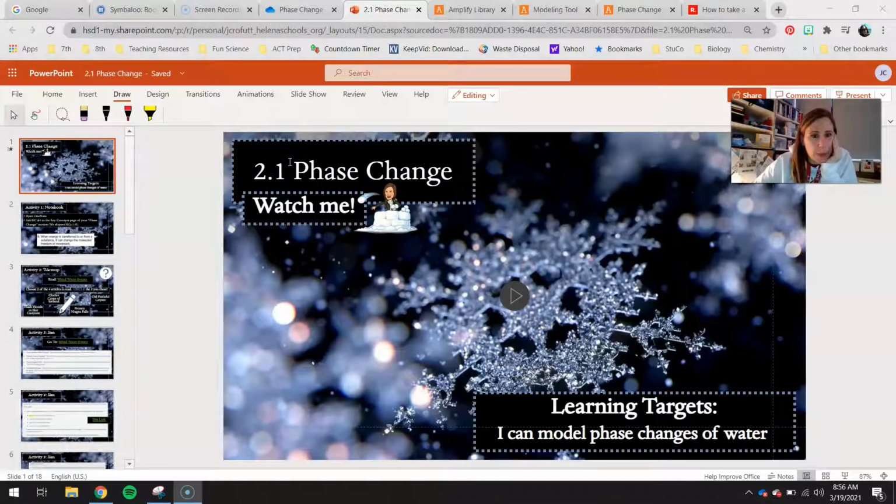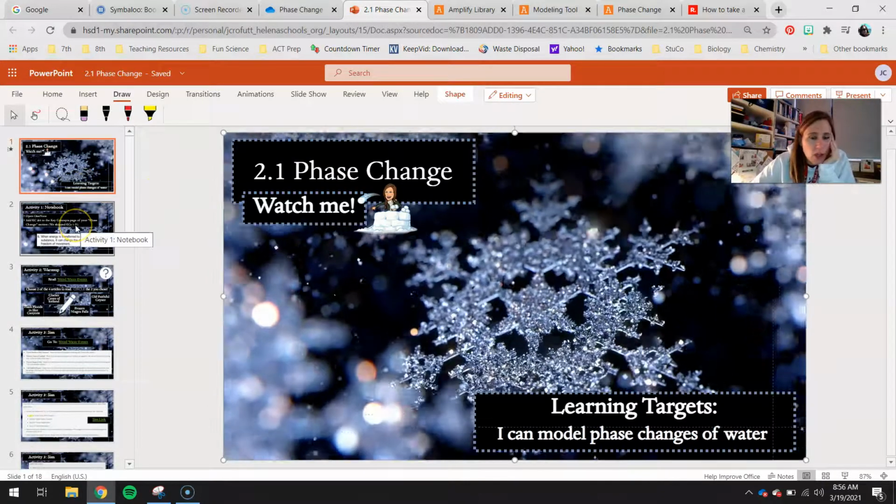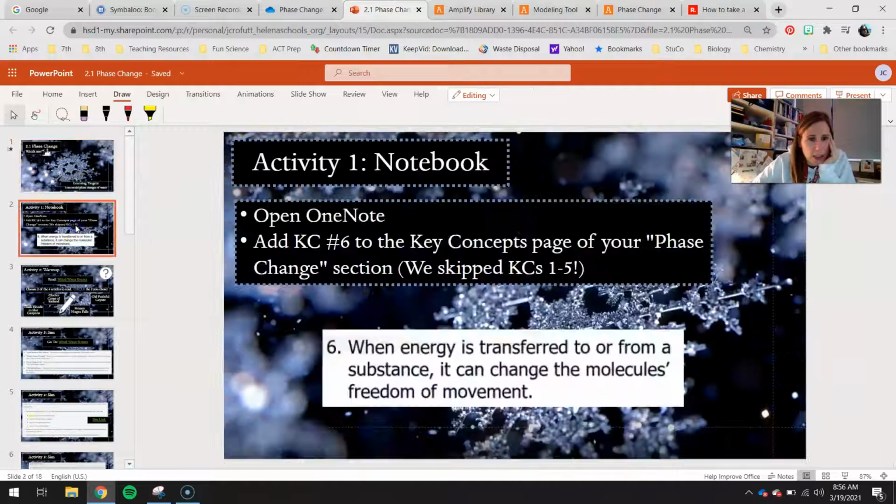Hey 8th graders, today's assignment is 2.1 Phase Change. So your learning target: I can model phase changes of water. Okay, so moving on, the very first activity you're going to do is your notebook.